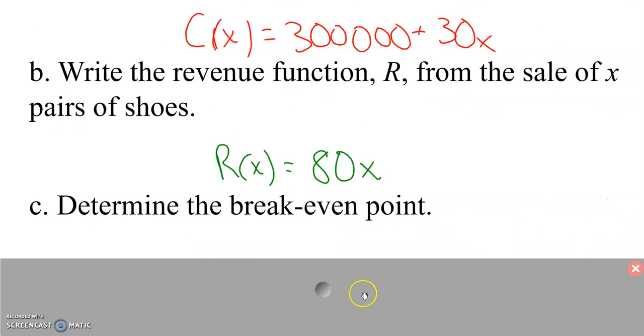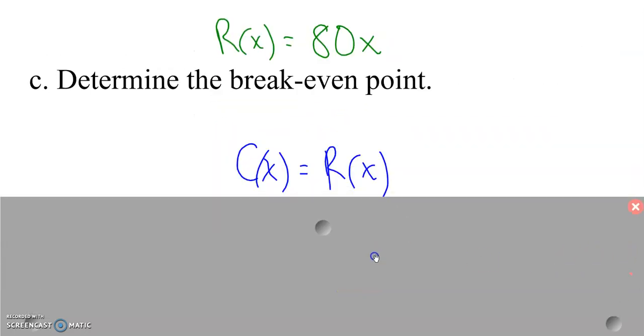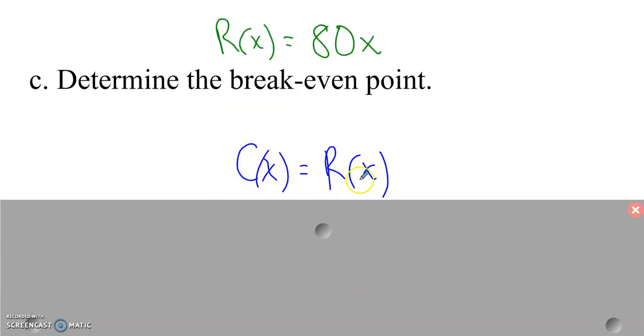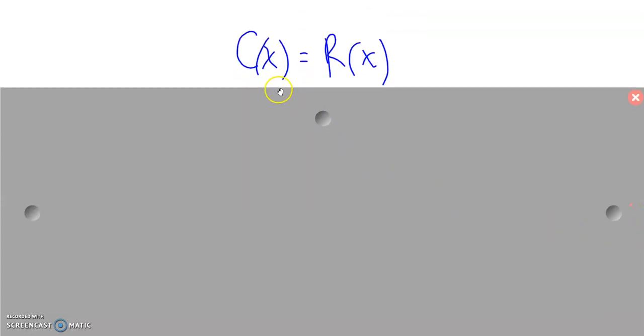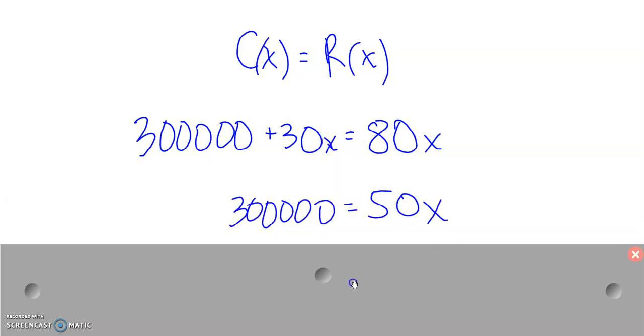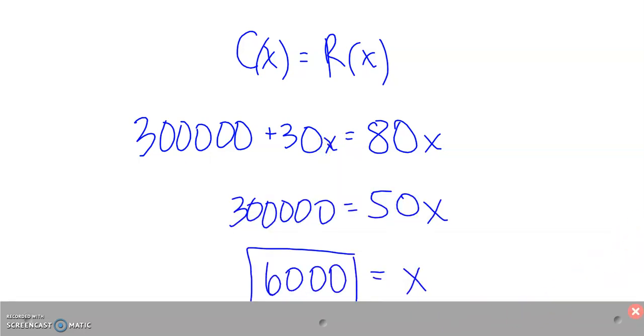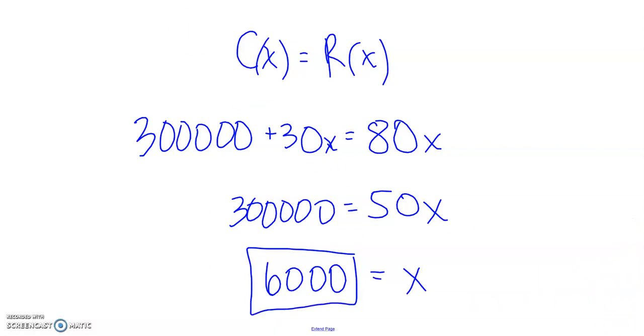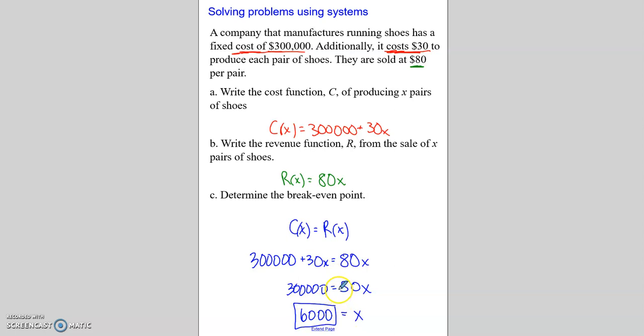So to answer this question, I'm trying to find the point when the cost formula is equal to the revenue formula. So all you need to do is plug in your equation for cost there and your equation for revenue there, and then solve that equation. So you subtract 30x, you divide by 50, and you get 6,000. So the break-even point is when they sell 6,000 shoes. So you can see that my system of equations were these two equations, and then basically this step I'm using substitution to set them equal to each other and then solve.